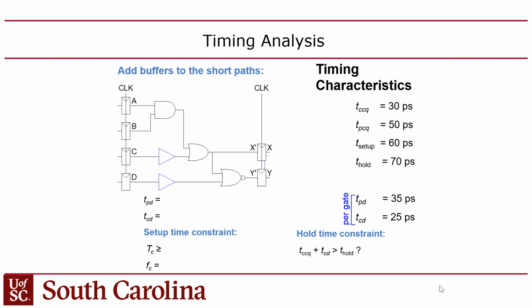Now, luckily, the hold constraint is very easy to fix. What do you do to fix that? You just put additional delays in. You can insert a buffer just to make this path slower. So in this case, I added a buffer here. The buffer presumably has the same contamination delay as any other gate, 25. So if I do that, then my short path now is 25 plus 25 plus 50 plus 30, so 80. By adding this buffer, I now have an 80. I had to add a buffer here too because this one also had a one-gate delay.